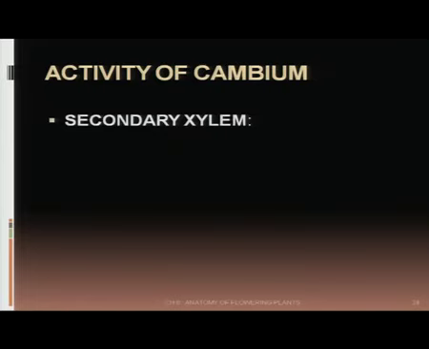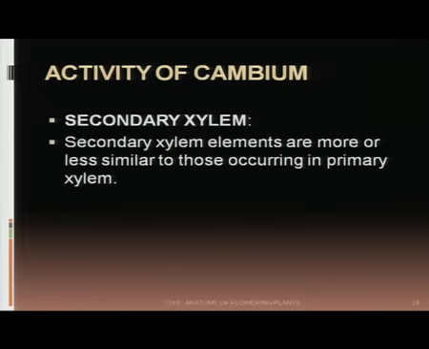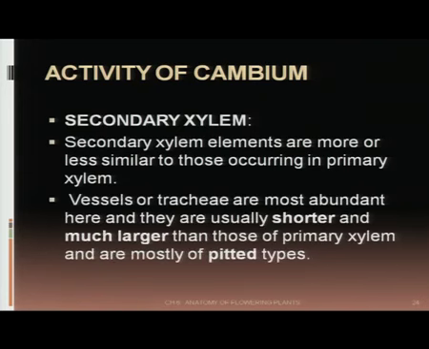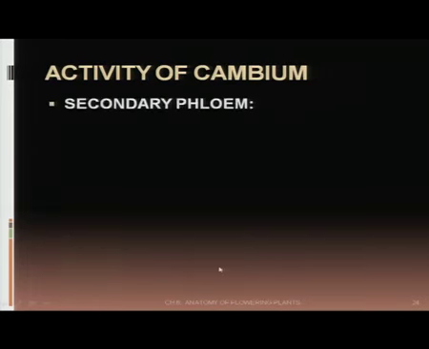Talking about the characteristics of secondary xylem, secondary xylem elements are more or less similar to those occurring in primary xylem. Vessels or tracheae, whichever may be the case, are most abundant here, and they are usually shorter and much larger than those of the primary xylem and are mostly of pitted types. That means they bear the pits.